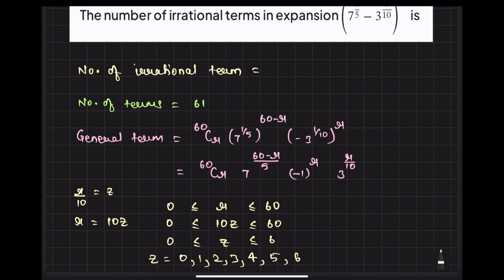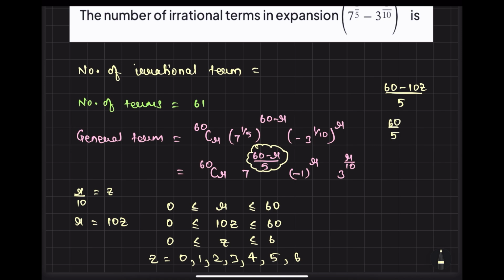Now try to observe this power, whether it satisfies the condition, because under these conditions this one is 100% an integer. Now we have to make sure 60 minus r, where r is 10z, that is (60 minus 10z) by 5, is an integer or not. So take z as 0. If z is 0, you get 60 by 5, which is an integer.